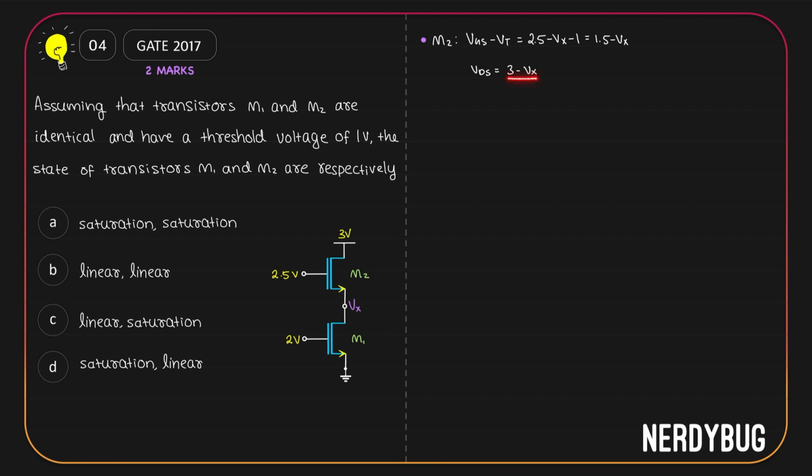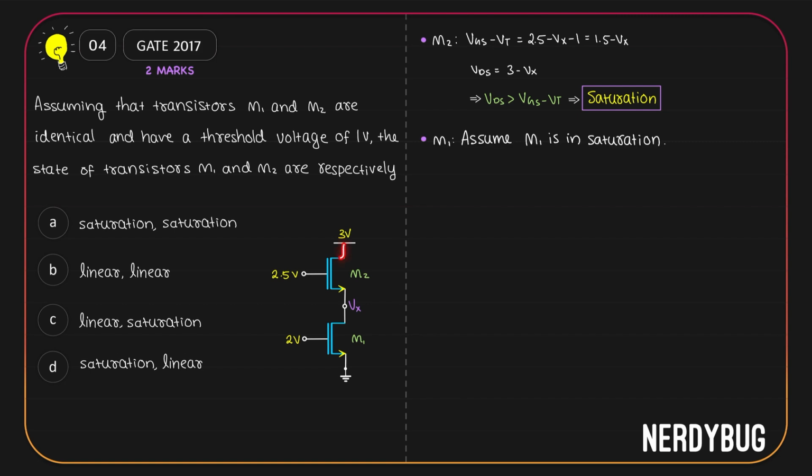Obviously, 3 minus Vx is greater than 1.5 minus Vx. So we can write VDS is greater than VGS minus VT. That means M2 is in saturation. Now, just like we saw in the first problem, it is not easy to find the state of M1 just like this. So let us start by assuming that M1 is in saturation.